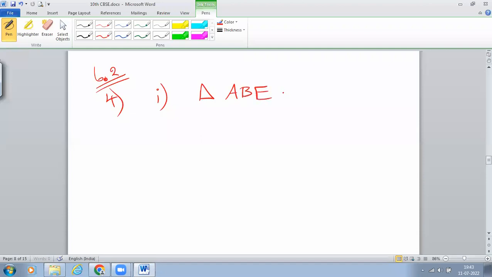Triangle ABE. In that triangle, using the given condition, DF is parallel to AE. You can check that triangle later. In this triangle, use Thales theorem, or basic proportionality theorem. You will get one proportion, that is AD by DB is equal to EF by BF.